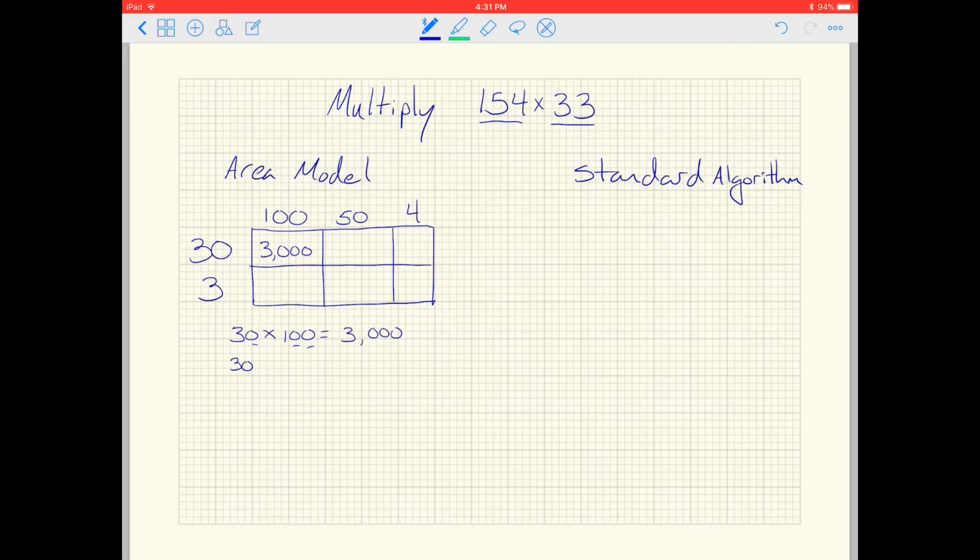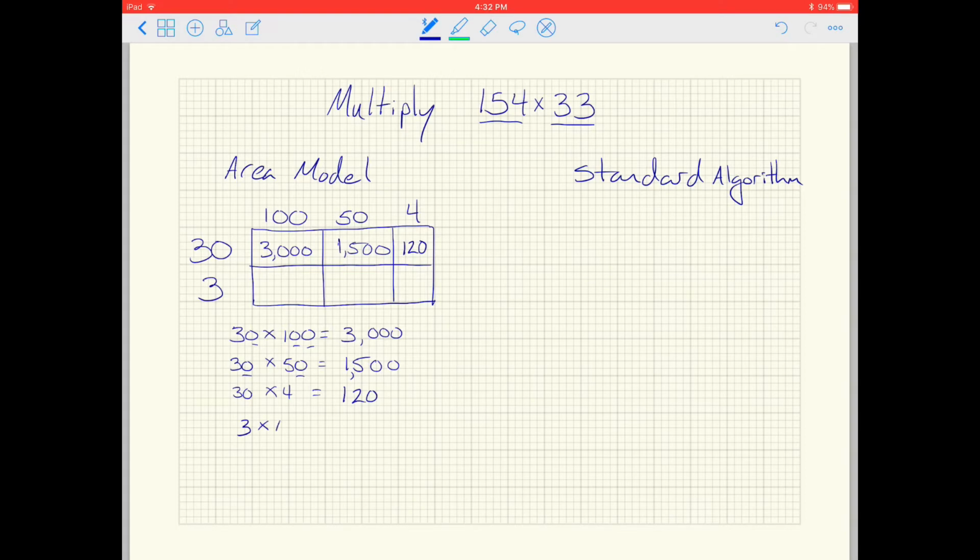Just going right across. 30 times 50. 3 times 5 is 15, but I've got those 2 zeros, so I'll have 2 more zeros. 10 times 10 is 100, so 1,500. 30 times 4. 3 times 4 is 12, but really it's 12 tens, 120. So there's my whole top row.